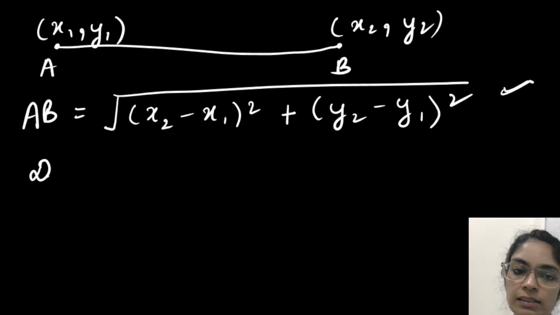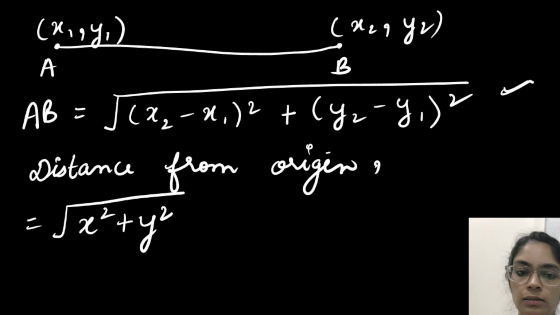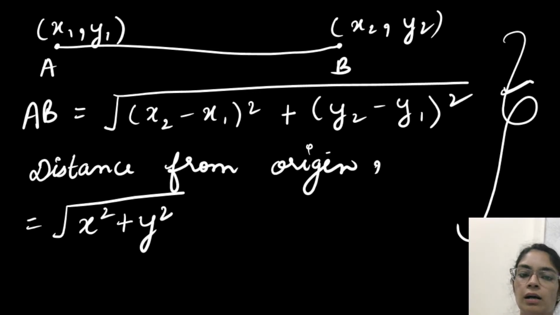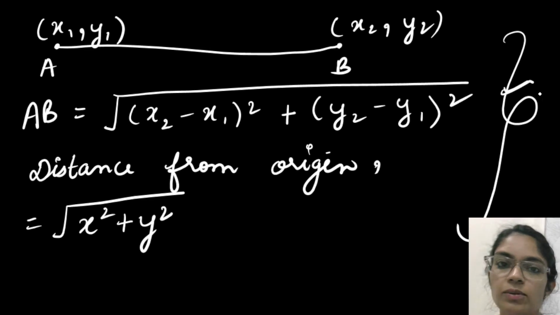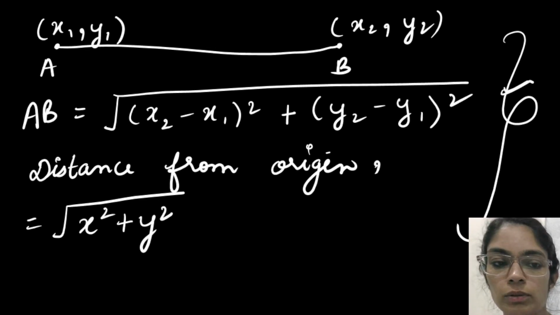Second is the distance of any point from the origin. We can find the distance from the origin by using this formula: square root of x square plus y square. So these two formulas we will be using. Distance from the x-axis and y-axis can also be found. Those questions we will do at that time, and I'll explain. In coordinate geometry, if you have any doubt, you can go through the previous sessions.